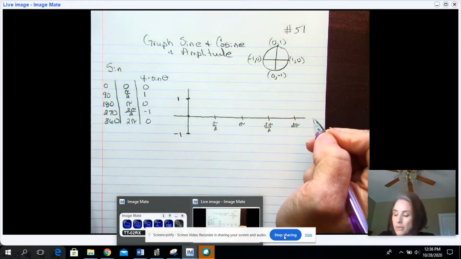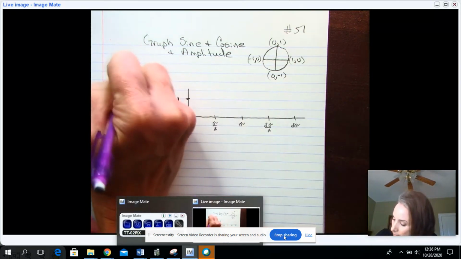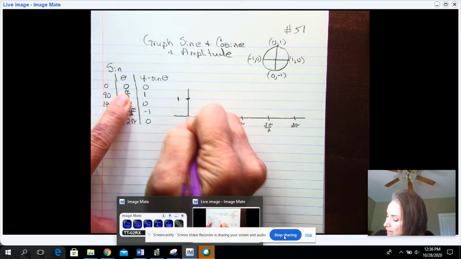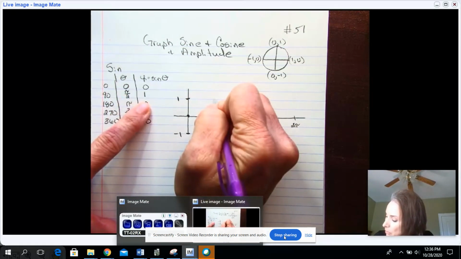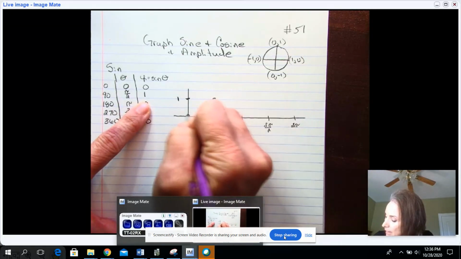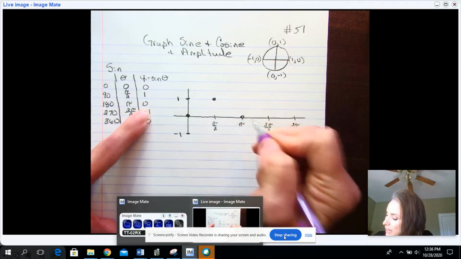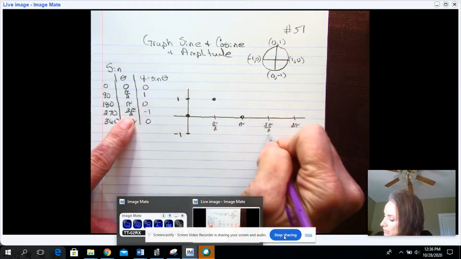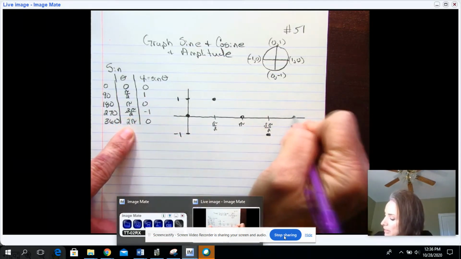All right, so now we're going to graph. At 0, this is your theta. If theta is 0, then my y value is 0. If theta is 90 degrees, my y value is 1. If theta is 180 degrees, my y value is 0. If I plug in the sine of 270, I get negative 1. And the sine of 360 is 0.